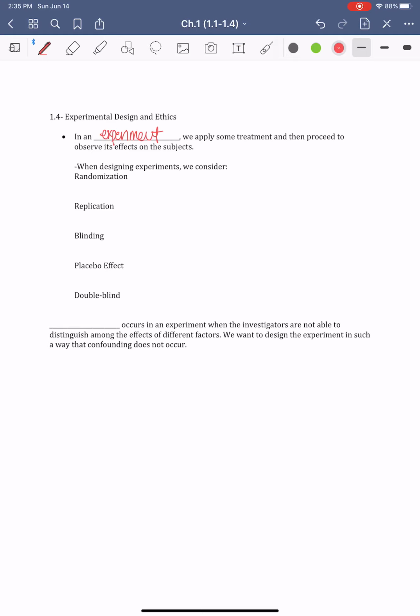There's a difference between data collection and an experiment. In data collection, we just gather the data. How much do you weigh? You weigh the person and then you mark it. Whereas in an experiment, you are giving some kind of treatment and seeing how that treatment affects the patients or the subjects. So there's some kind of treatment involved. When designing experiments, we consider randomization. That means selecting samples randomly so that data is not biased.